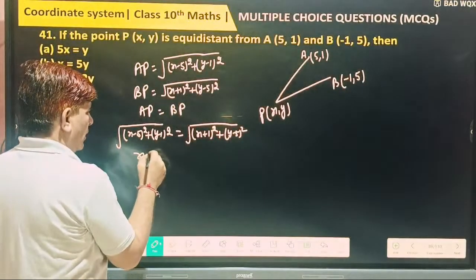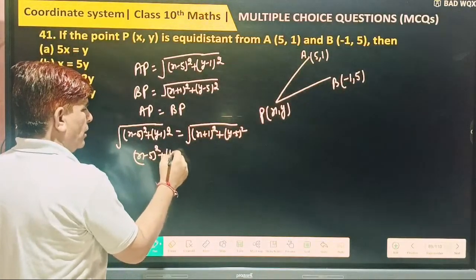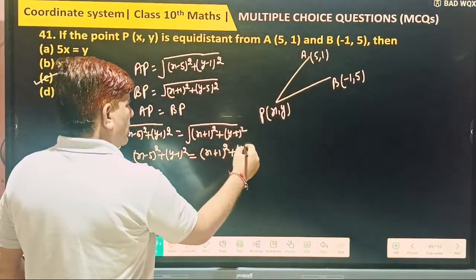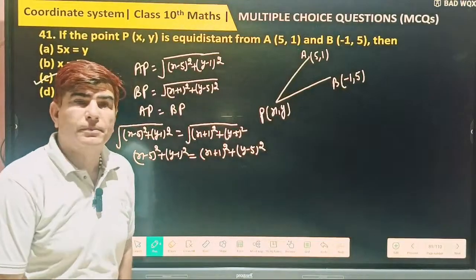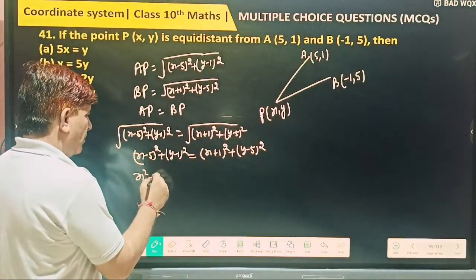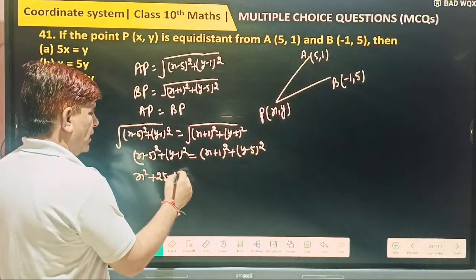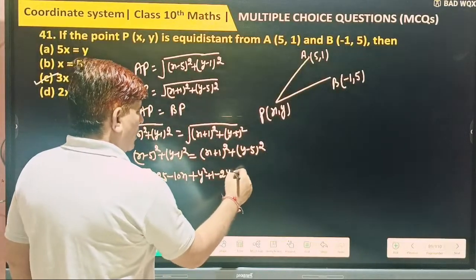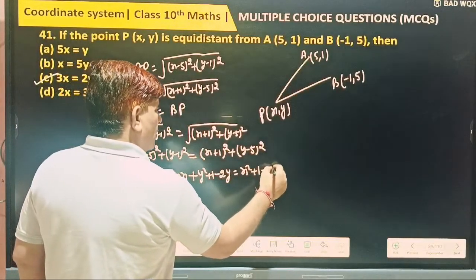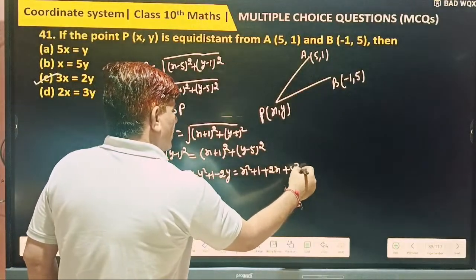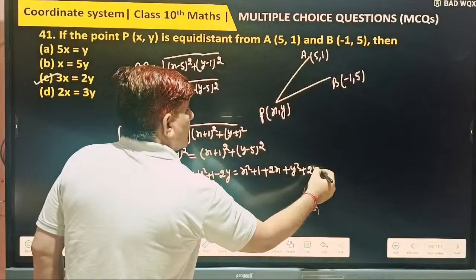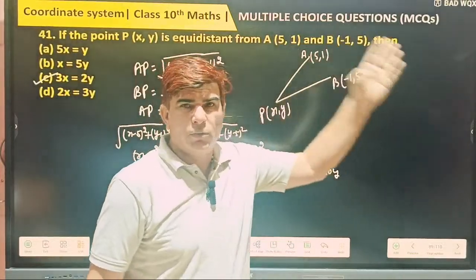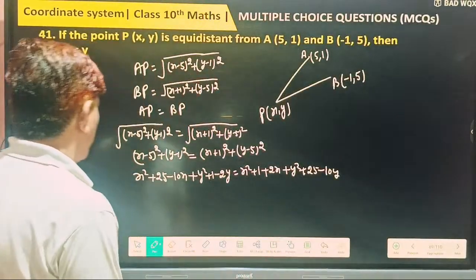Squaring both sides, (x minus 5) whole square plus (y minus 1) whole square equal to (x plus 1) whole square plus (y minus 5) whole square. Solve it. x square plus 25 minus 10x plus y square plus 1 minus 2y equal to x square plus 1 plus 2x plus y square plus 25 minus 10y. So you can look, 5, 1, minus 1, 5. So the constant quantity definitely cancels.